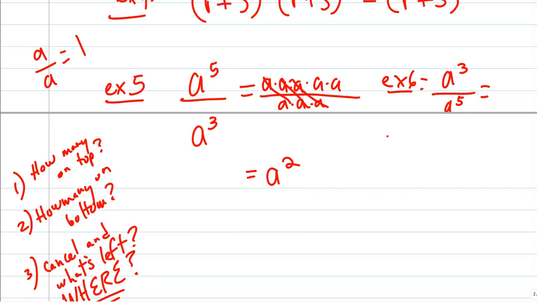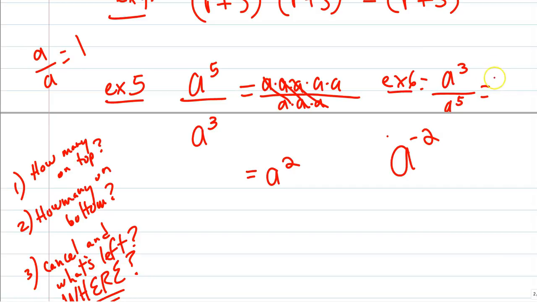Some of you are like, oh yeah, it's just 5 minus 3. Awesome. Do this one, a to the 3rd over a to the 5th. If you do a subtraction problem, you're going to end up with a to the negative 2. Which is actually not the way we want the answer anyway. And some of you know how to fix that, and that's fine. But here's all I would do.